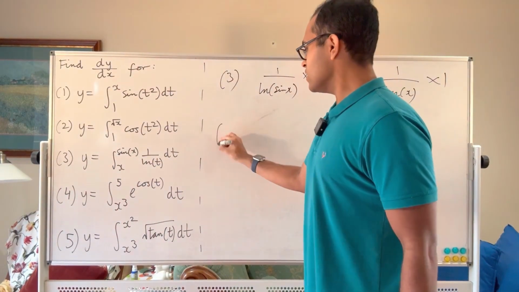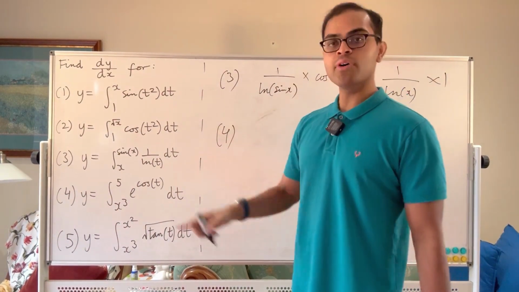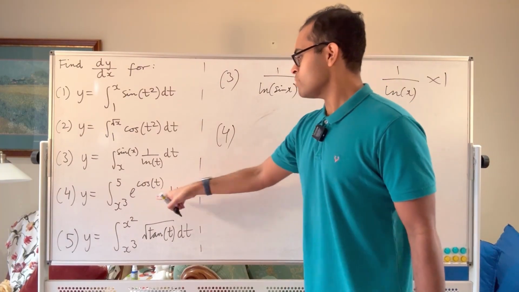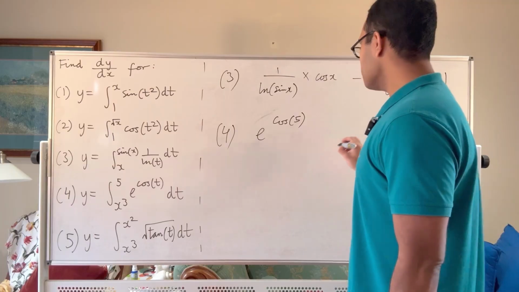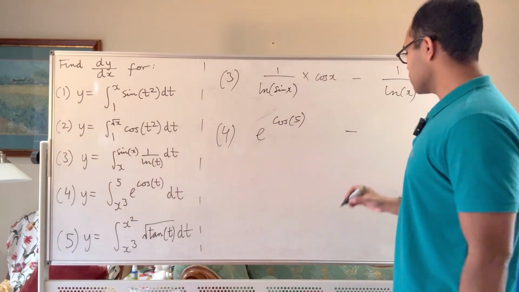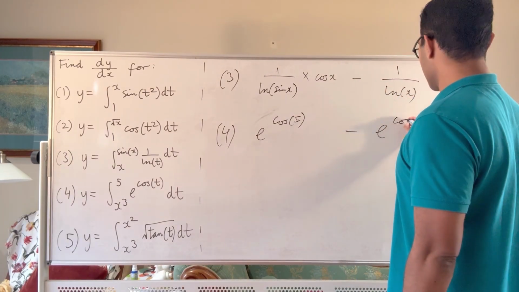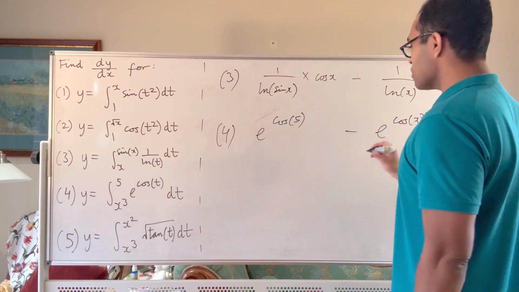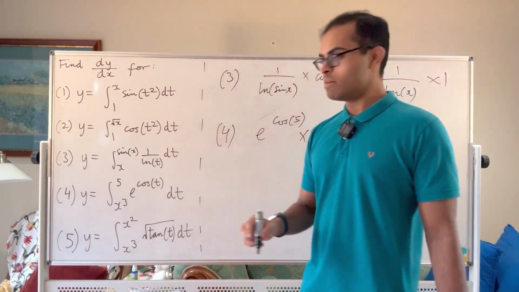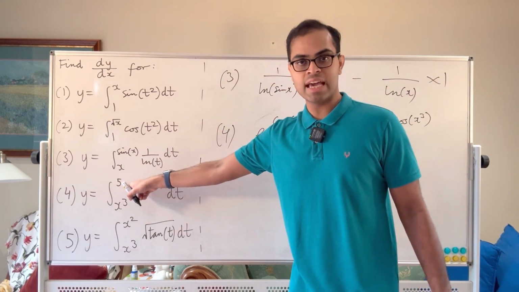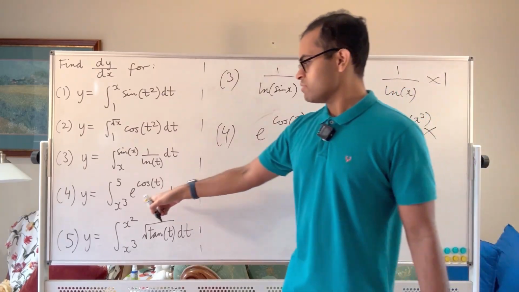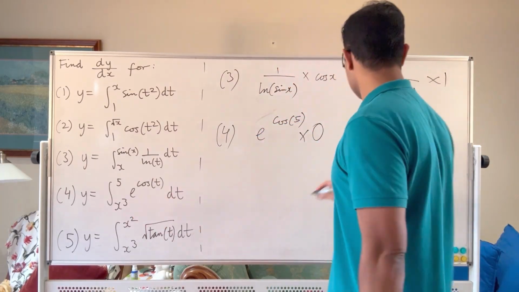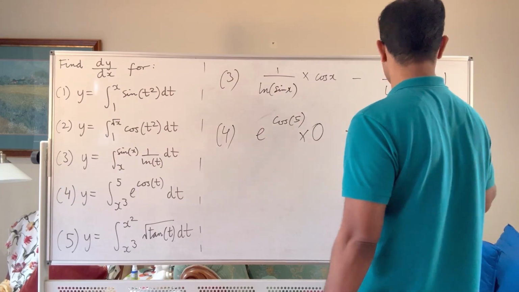And then number 4, and you can see this is getting quick now. Same principle, plug in the upper limit into the integrand, so you're going to get e power cosine of 5. Plug in the lower limit into the integrand, so you're going to get e power cosine of x cubed. And we don't want to forget to multiply with the derivatives of the limit. So the derivative of 5 with respect to x is 0, so that's going to be multiplied by 0. And on this one, the derivative of x cubed with respect to x is 3x squared, so this is going to get multiplied with 3x squared.